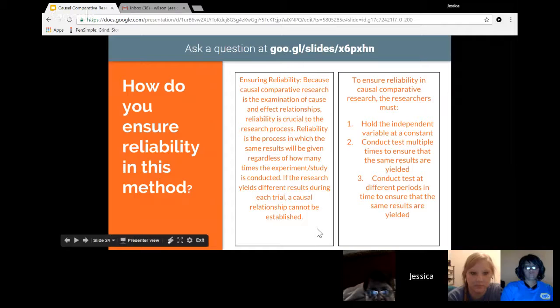Ways to maintain reliability in causal comparative research include holding the independent variable constant. You have to conduct the test multiple times to ensure that the same results are yielded, and conduct the test at different periods in time to ensure that the same results are yielded as well.